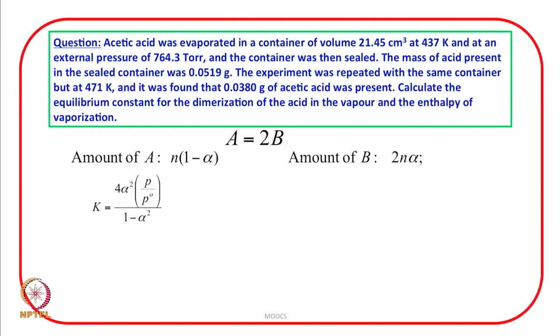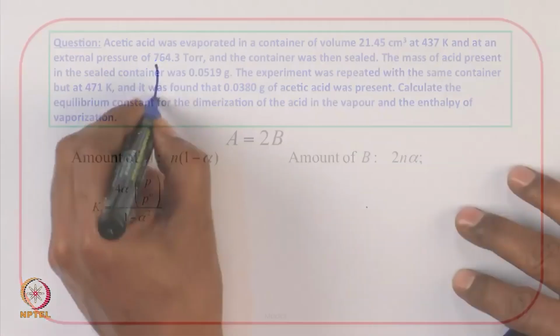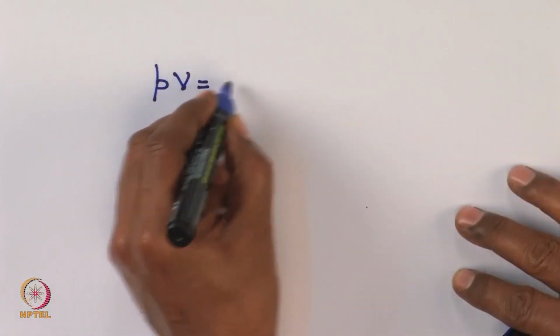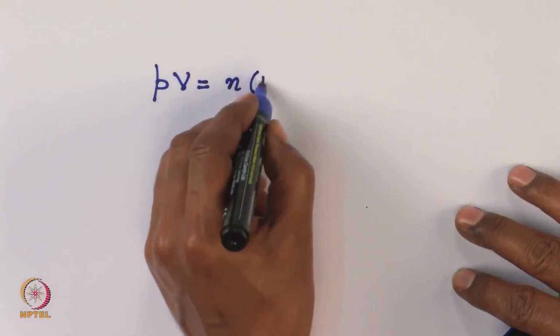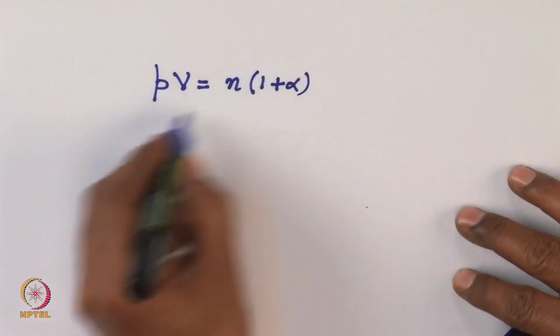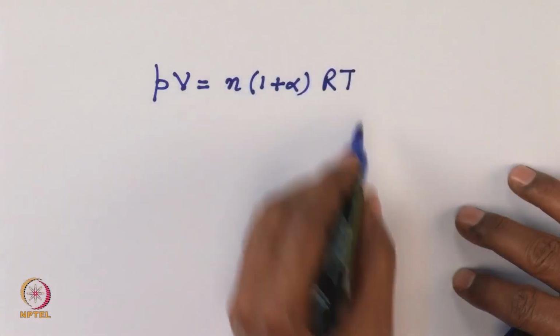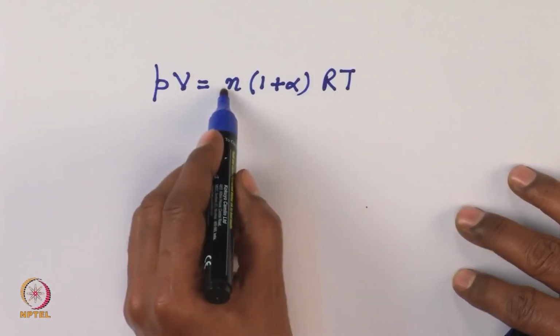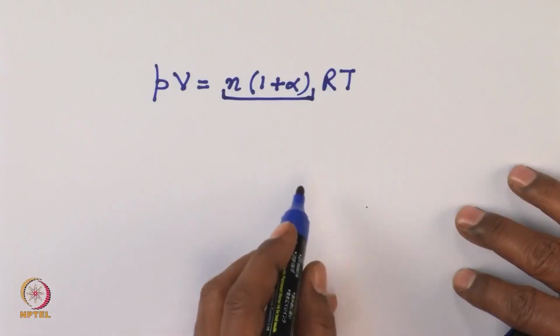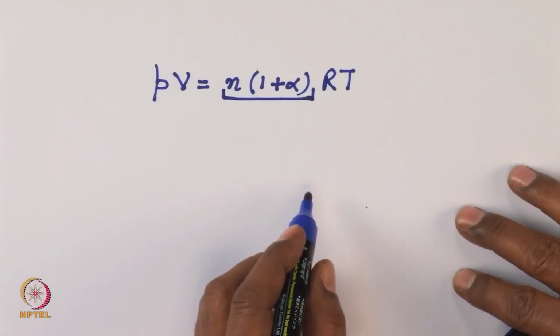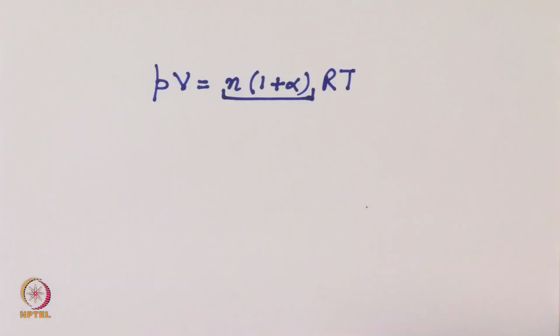If I treat the gases to be ideal, then I can use this equation, PV is equal to nRT. N is the total number of moles, and the total number of moles we have found to be n into 1 plus alpha. This point is to be noted. PV is equal to nRT, but the total number of moles that we have just found out is n into 1 plus alpha. So, therefore, one can get alpha from here.